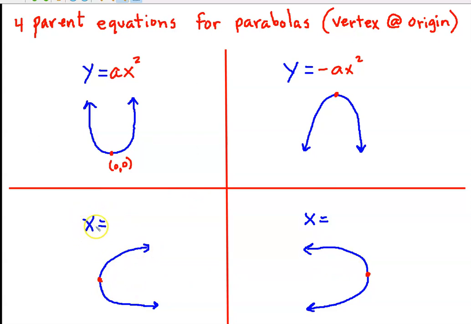Well, now you notice that the equation, instead of being solved for y when it opens up and down, is now solved for x to represent when it opens to the right or to the left. So opening to the right, the equation in general would be x equals ay squared. And when it opens to the left, that makes the number a negative ay squared.